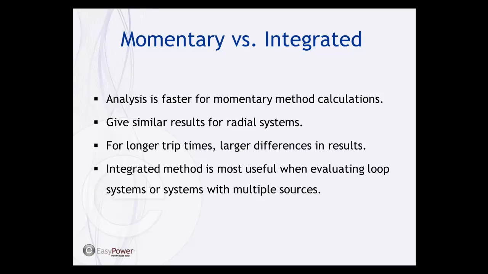That's because, and I should say this is a general thing, it's generally that way because your momentary current is higher than your 30 cycle current, which runs for a longer amount of time. And then the integrated method is most useful when evaluating loop systems or systems with multiple sources. That's the area I think that you can see the best use, and if you can explain it, it's very valuable.